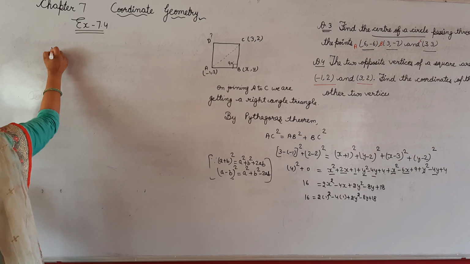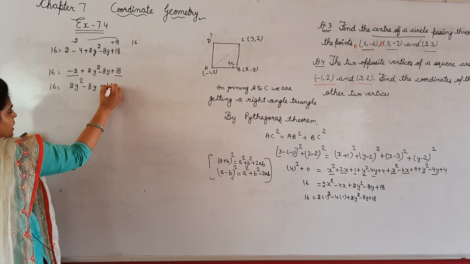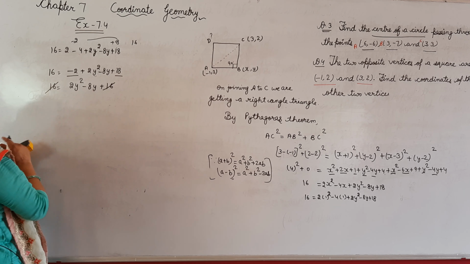I am repeating it. On solving it, what will we get? Minus 2 plus 2y square minus 8y plus 18 plus 16. 16 cancels out. What we will get? 2y square minus 8y is equal to 0. Taking 2y common, what will be left inside? y minus 4 is equal to 0. From here 2y is equal to 0 means y is equal to 0 by 2, means y is equal to 0. y minus 4 is equal to 0, y is equal to 4.